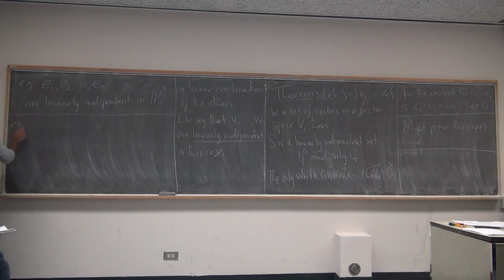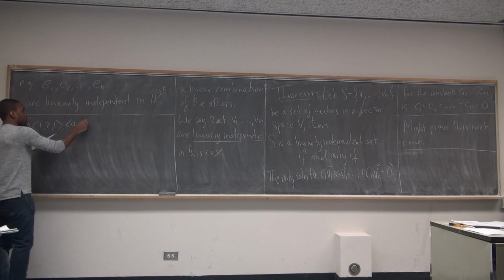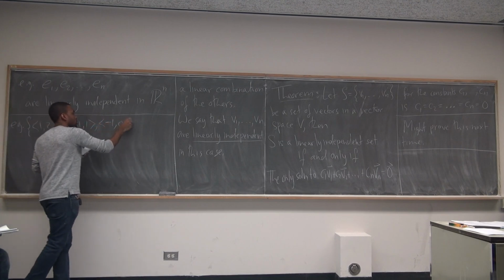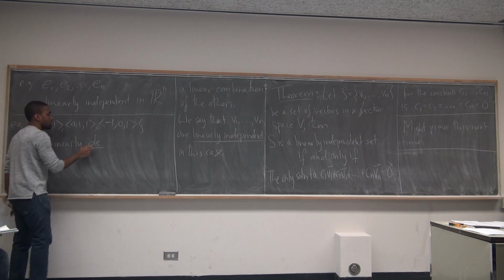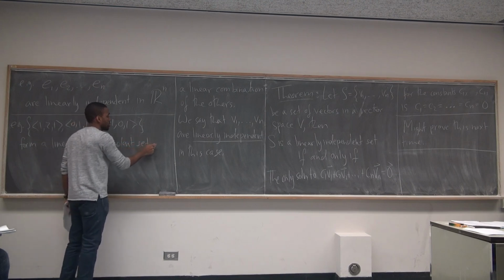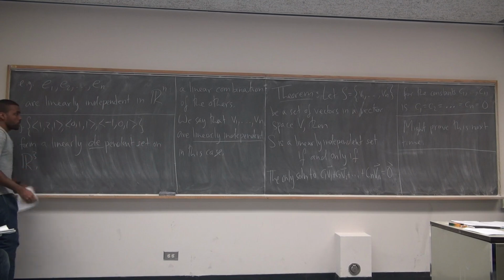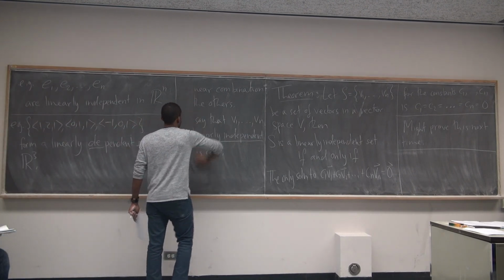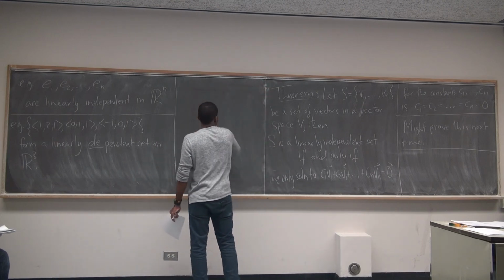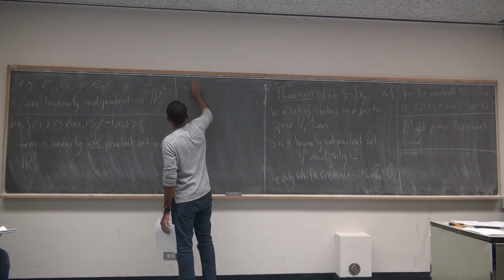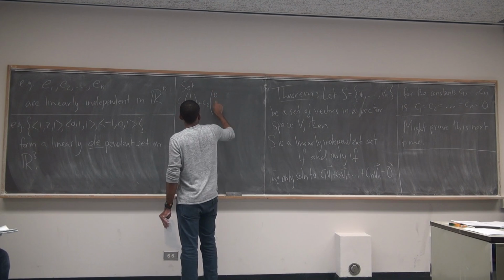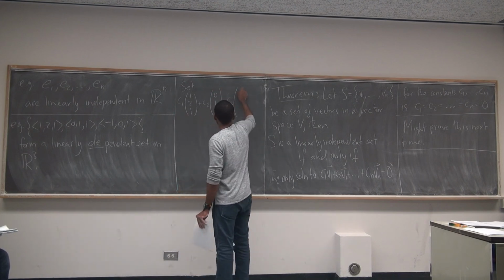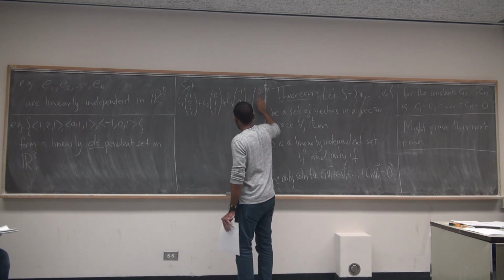Another example I was going to work through is the set (1, 2, 1), (0, 1, 1), (-1, 0, 1). These form a linearly dependent set in R3. To show that, I just have to show that there's a non-trivial solution to C1 times (1, 2, 1) plus C2 times (0, 1, 1) plus C3 times (-1, 0, 1) equals the 0 vector in R3.